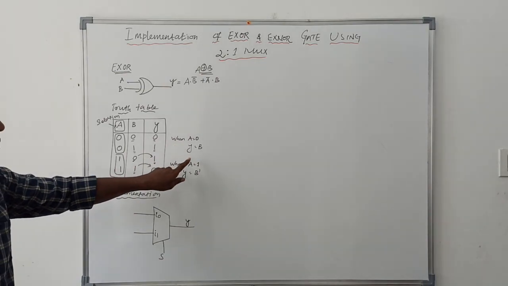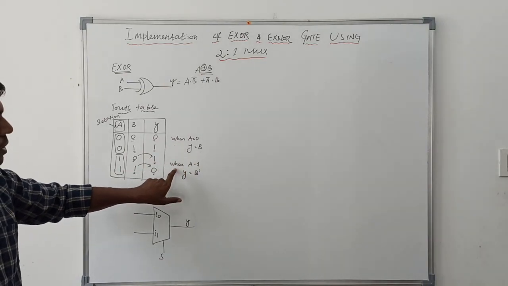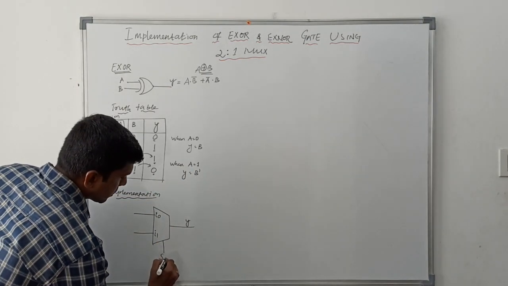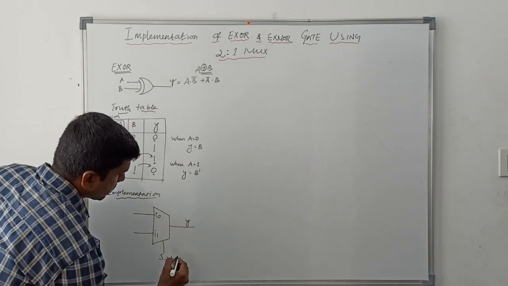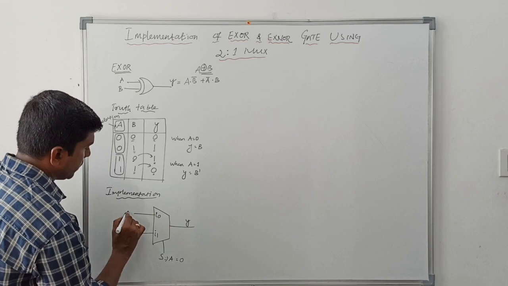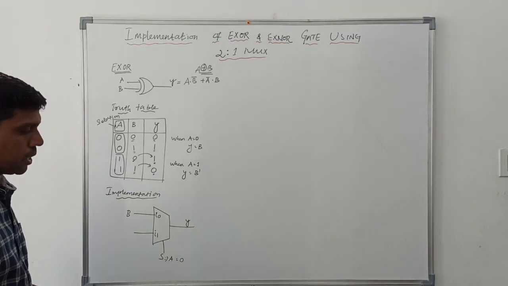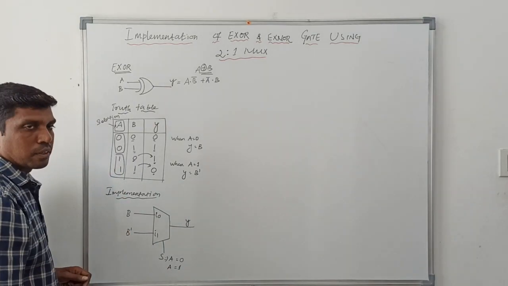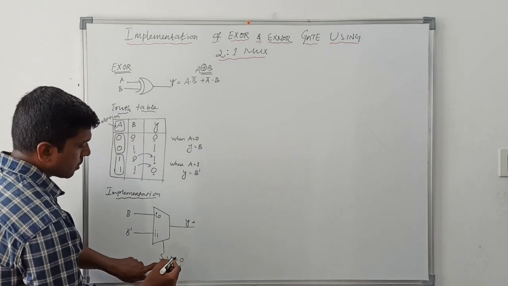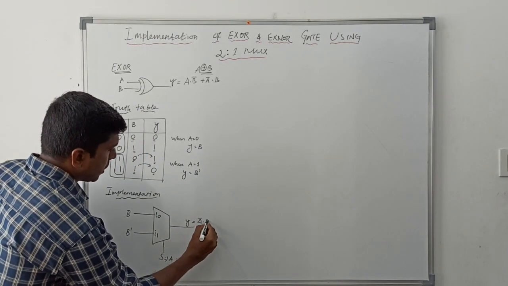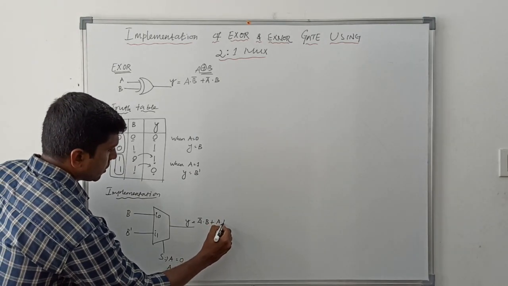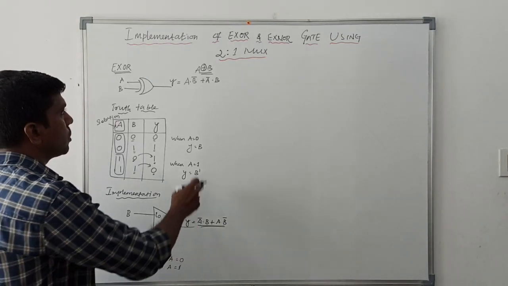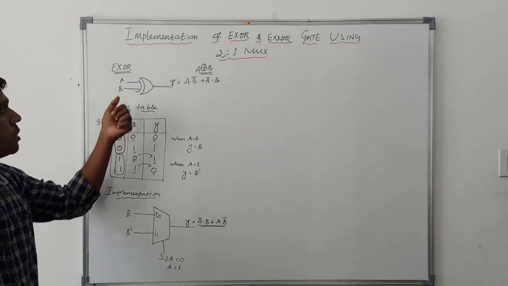So when A equal to 0, output is equal to B. When A value equal to 1, output is equal to B bar. So A is the selection line. When A equal to 0, the output Y equal to B, so I0 is connected to B. When A equal to 1, I1 is connected to B bar. The corresponding expression is A bar dot B plus A dot B bar. So it's the XOR Boolean expression. Both are the same. So it's the implementation diagram for XOR gate.